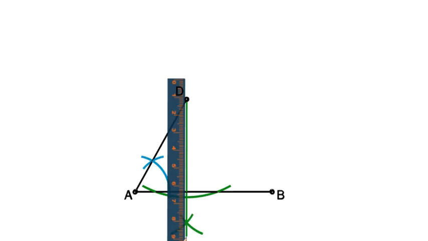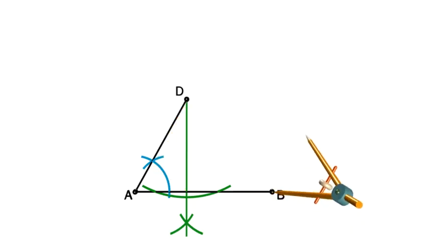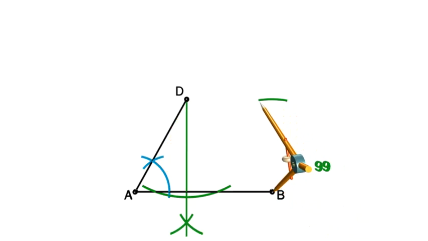Alright, so next I use my compass to get that length, and then I move over now to BC to transfer that length. Without shifting the compass, I move over to B and transfer that length. Now somewhere along that arc is the point C.